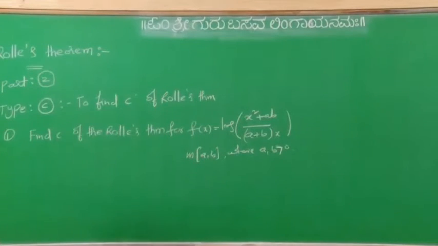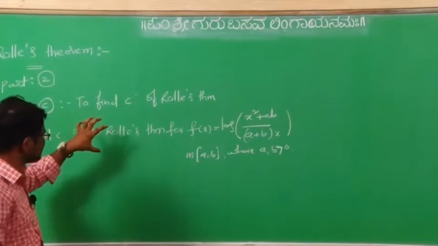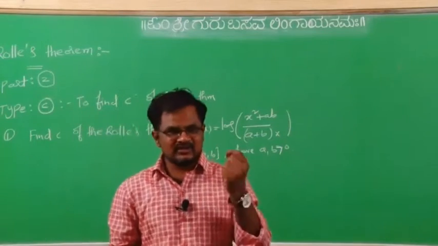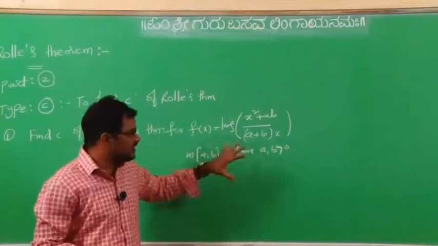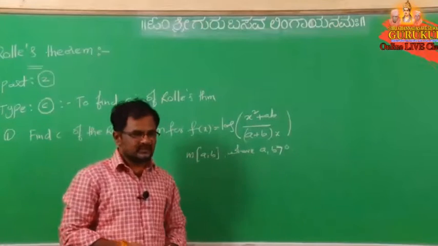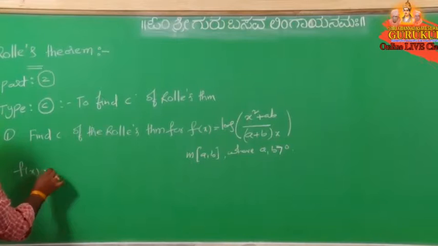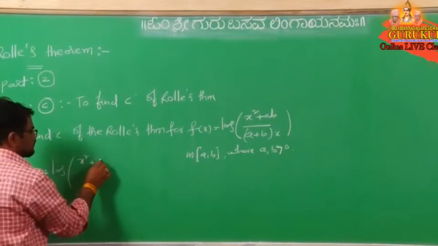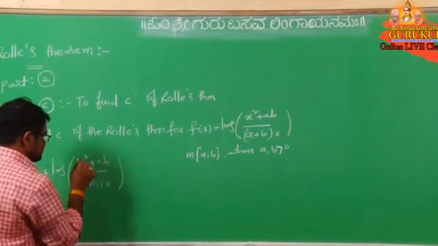Now how to find it? For finding the C, first we have to identify the conditions to apply Rolle's theorem. There are three conditions for Rolle's theorem. What are they? First, f should be continuous on the closed interval a comma b, differentiable on the open interval a comma b, and f of a equal to f of b, right? Now see, first take the given function f of x equal to log of (x square plus ab) by (a plus b) into x, right?